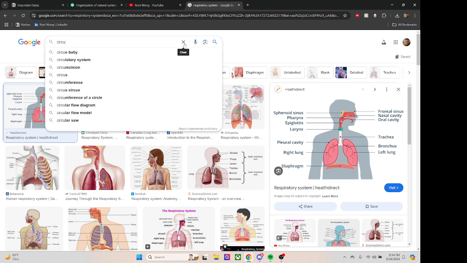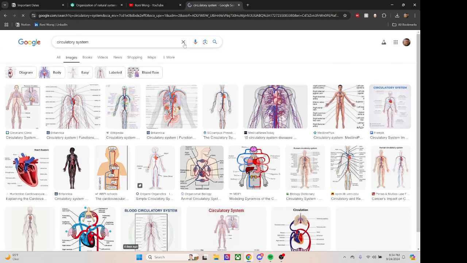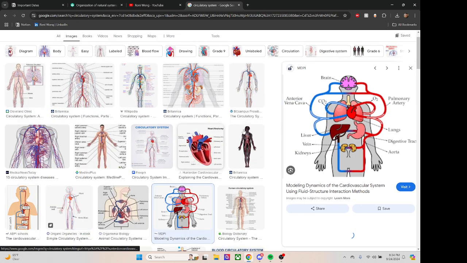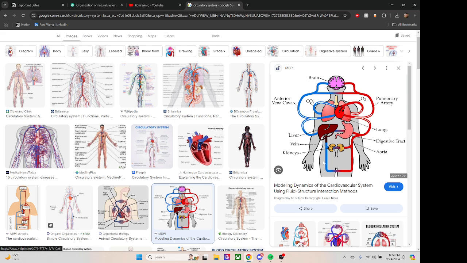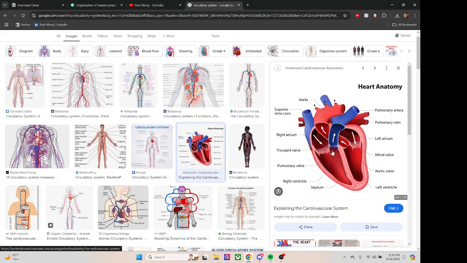So right here we have the circulatory system. There are 2 main veins that go to the heart: the superior vena cava and the inferior vena cava, right? Blood goes through your right atrium, and then there's a little valve, your tricuspid valve. Then it goes over to your right ventricle.